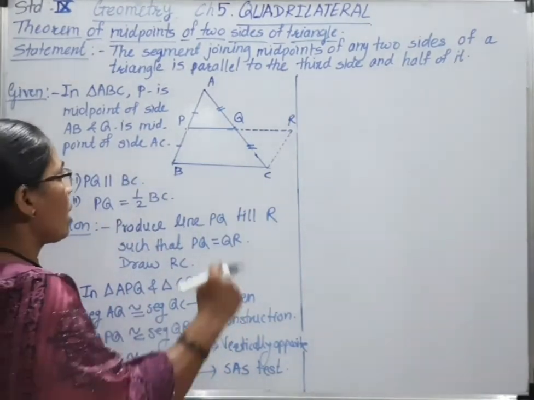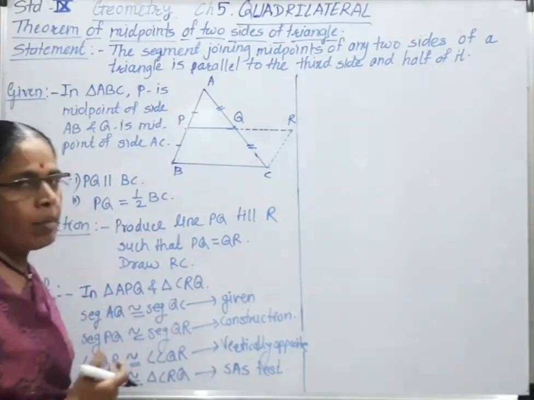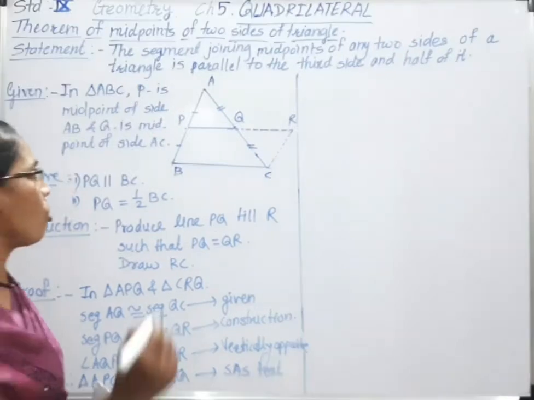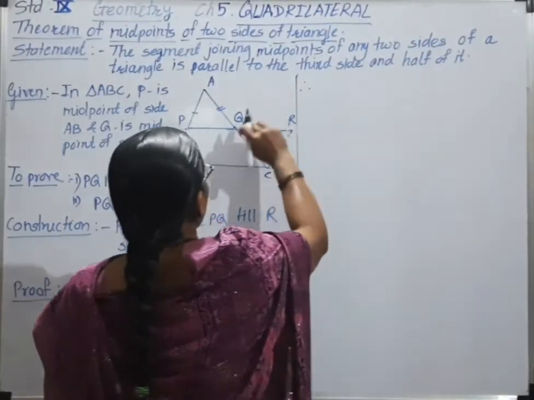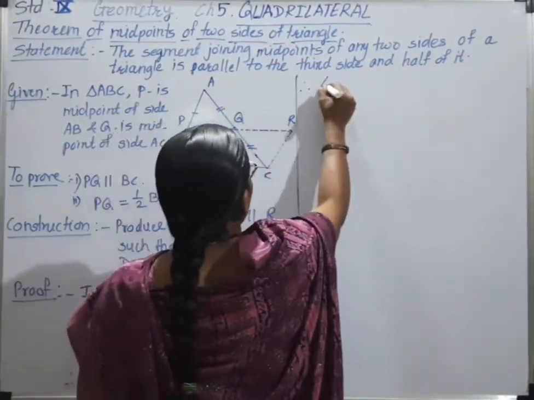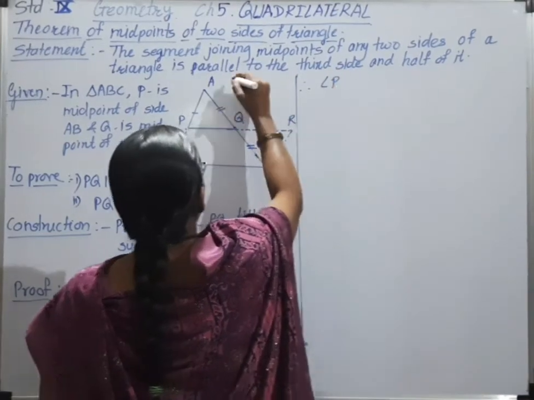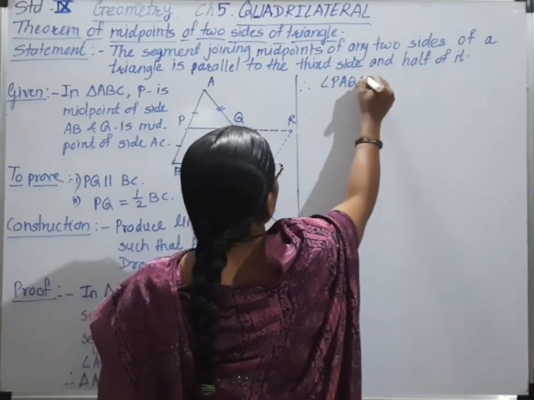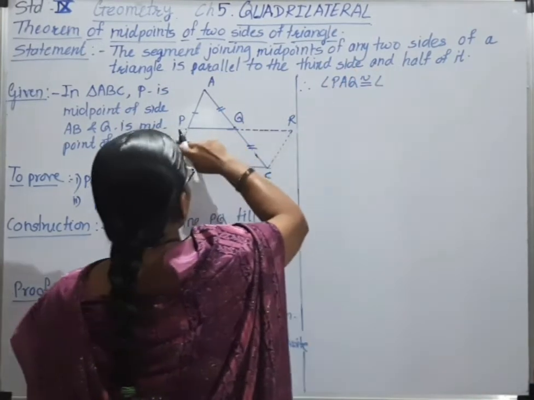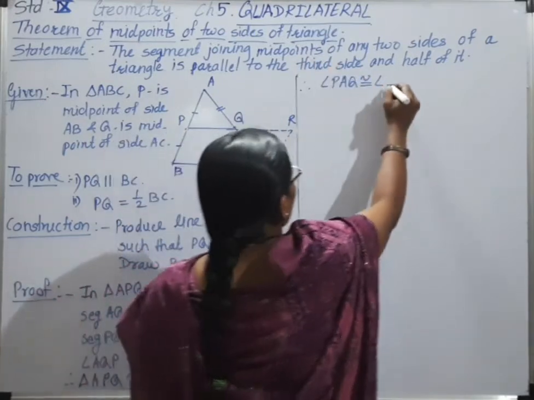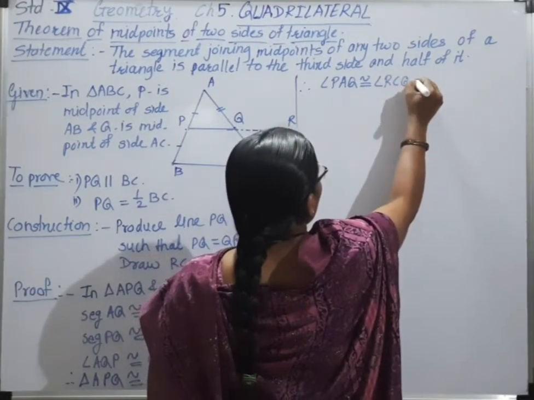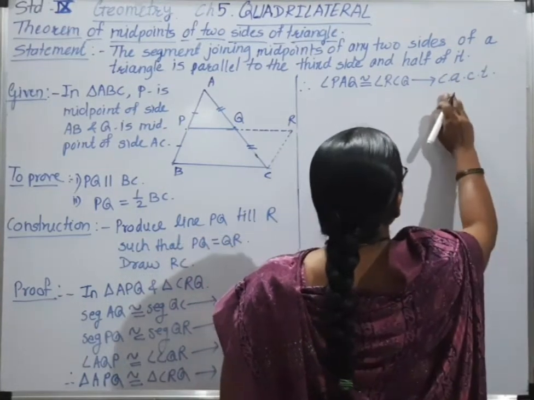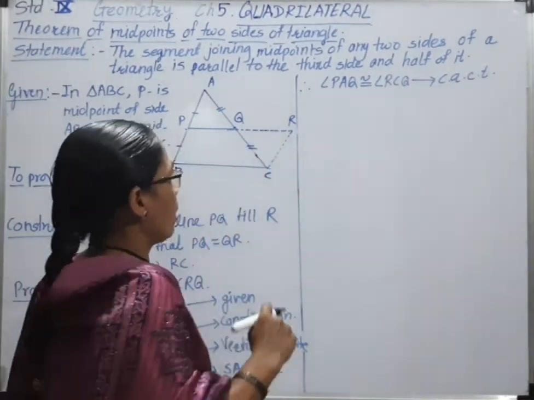When these two triangles are congruent, then the remaining sides and remaining angles are also congruent. Therefore, we can write here angle PAQ, this angle PAQ is congruent to angle RCQ, and we have to write CACT, corresponding angle of congruent triangle.